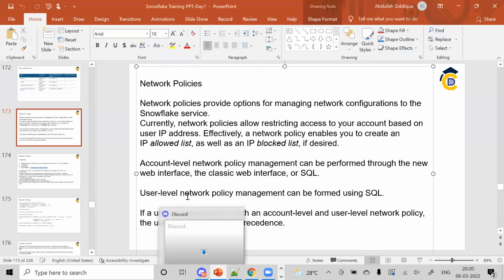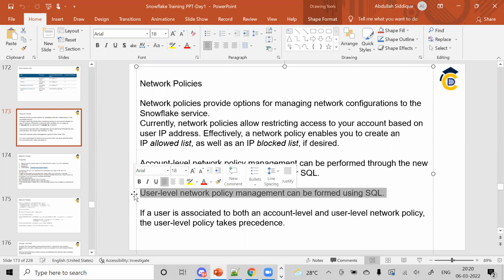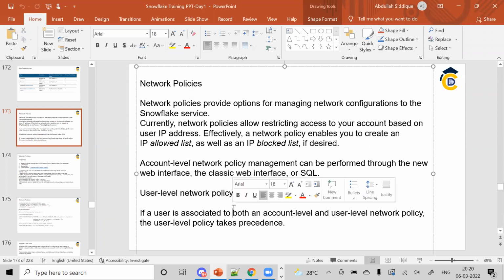And user level network policy management can be performed using SQL. So there is no web UI interface provided for creating a user level network policy. That we have to do through SQL only. And if we have two policies, one at the user level and one at the account level, and a user is associated with both, then obviously the user level will take precedence.